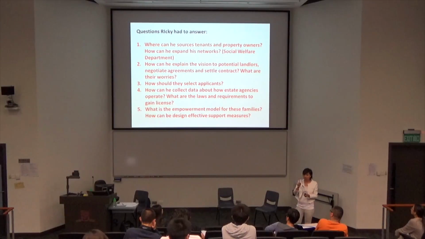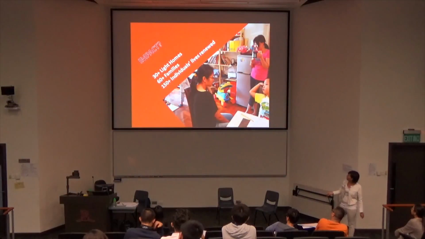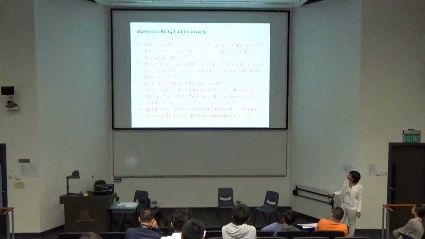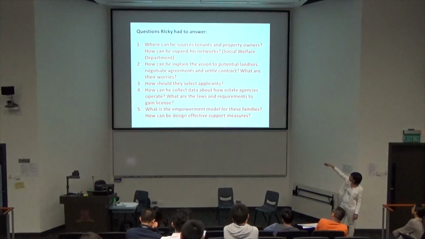Ever since that pilot example showed certain signs of success, other property owners started following in. And that's how he expanded from just one light home to 30-something today, impacting 60-plus families, and 100 individual lives got renewed. And yeah, these are the questions that they need to solve. It's really hard stuff.